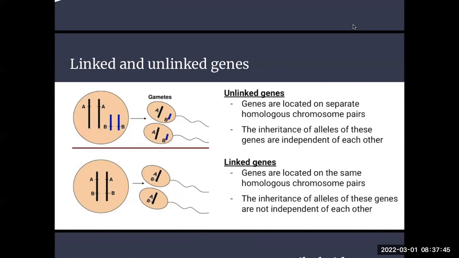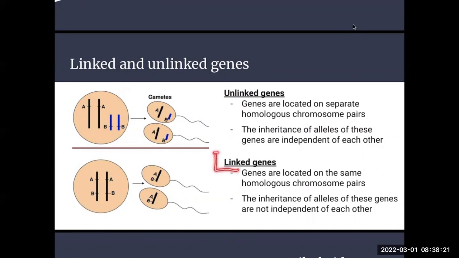Now, if these genes are sitting on different pairs of chromosomes, when they are being inherited, they're inherited independently of each other. So the inheritance of the alleles in gene A is not going to be affected by the inheritance of alleles in gene B because they sit on different chromosomes. And when they get separated and put into the sperms and the eggs, which are called the gametes, they're being sorted independently of each other.